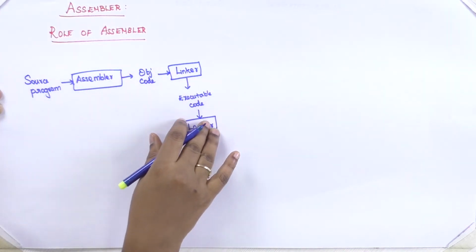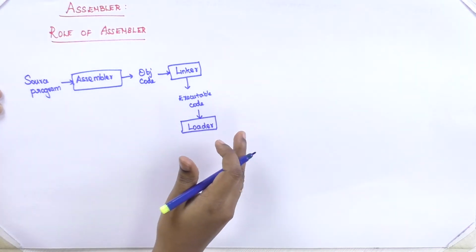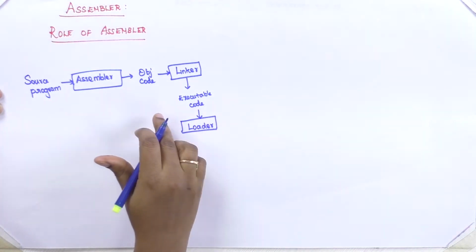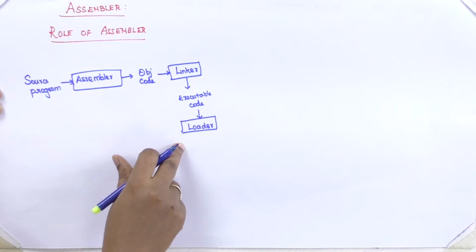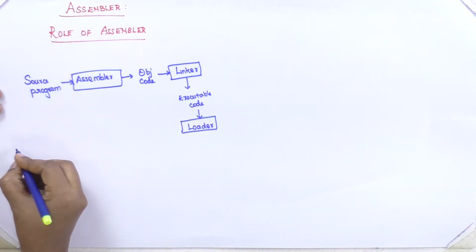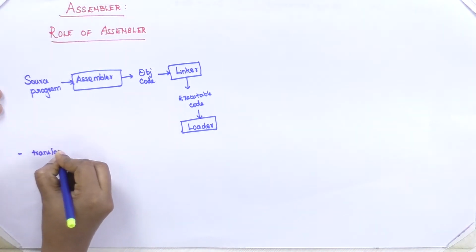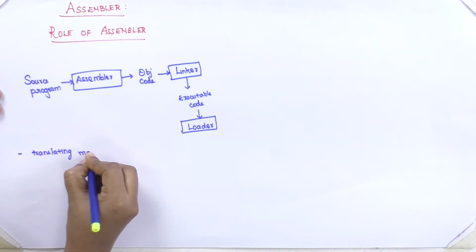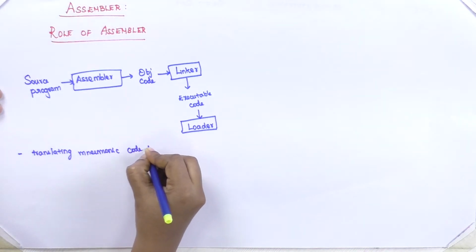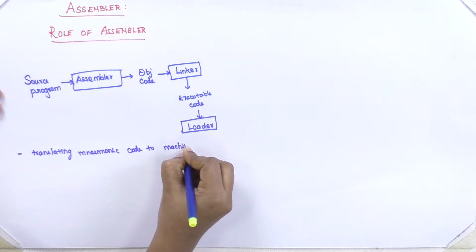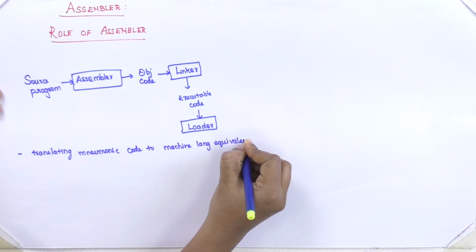So this is the complete processing of converting a program to an object program, and from the object program how execution is done and how an output is generated. So this is the complete processing. The fundamental function of our assembler is translating assembly code, that is mnemonic codes, to machine language equivalents. This is the primary function of our assembler.